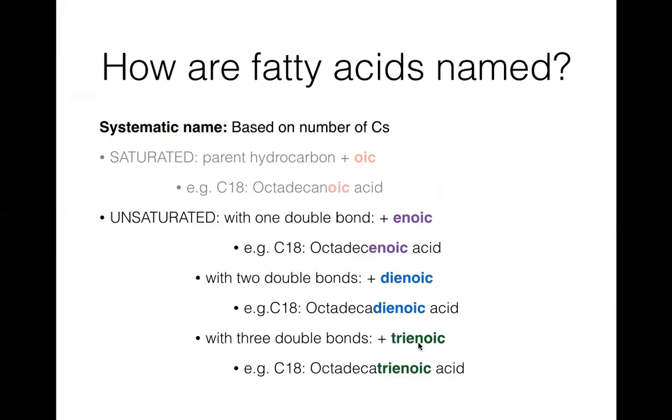Let's start first with an 18 carbon unsaturated fatty acid with one double bond, such as oleic acid. The systematic name is octadecenoic acid, where octadeca means 18. An 18 carbon fatty acid with two double bonds like linoleic acid can be called octadecadienoic acid, octadeca meaning 18, and dienoic for two double bonds. And finally, linolenic acid, three double bonds, 18 carbons, can be called octadecatrienoic acid, octadeca meaning 18, and trienoic for three double bonds.